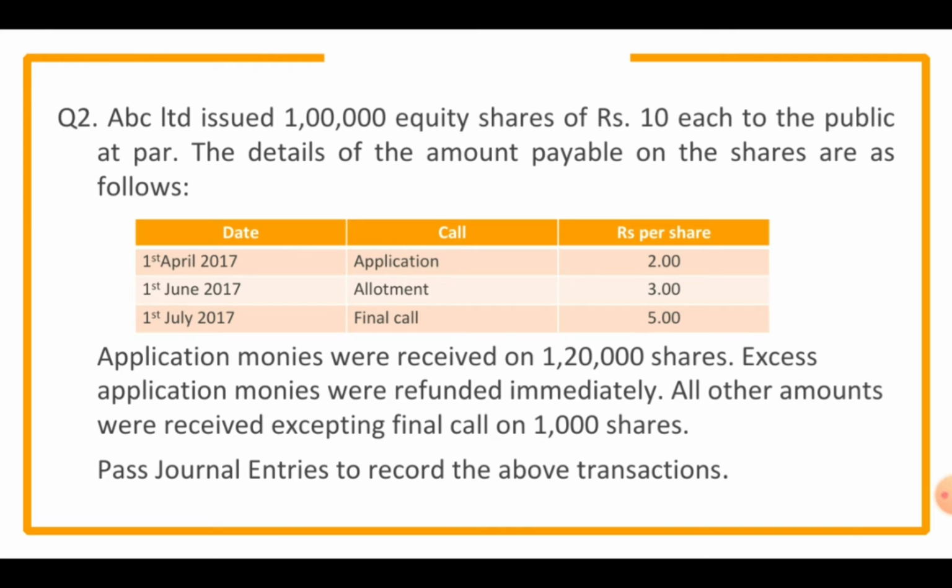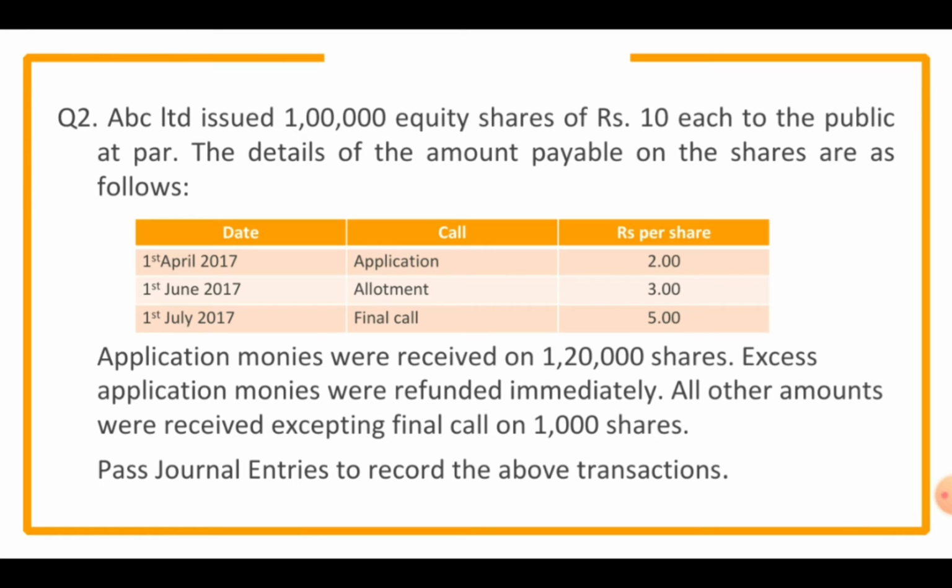ABC Limited issued 1 lakh equity shares of rupees 10 each to the public at par. The details of the amount payable on the shares are as follows, and they've given you the date, the call, and the amount per share. As on 1st of April 2017, for application, it is rupees 2 per share. And as of 1st of June 2017, for allotment, it is rupees 3 per share. And as of 1st of July 2017, you have your final call, which is rupees 5 per share.